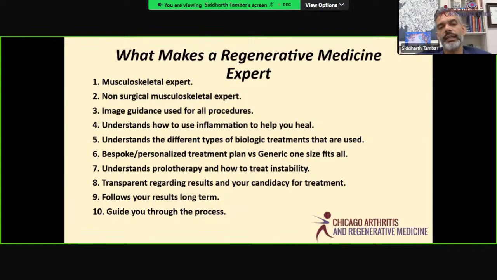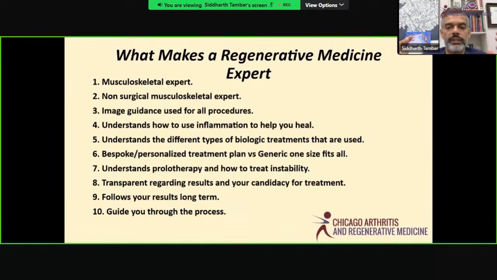They should understand how to use the different types of biologic treatments. There's a few different ones that are legally available in this country. They should understand when it's appropriate for one or the other. They should be able to give you a nuanced regen med treatment plan, not just the same thing they're giving to everyone. I'll talk a little bit more about that in a bit. They should understand prolotherapy and instability. Again, we'll talk about that in a moment. That's very key, though.